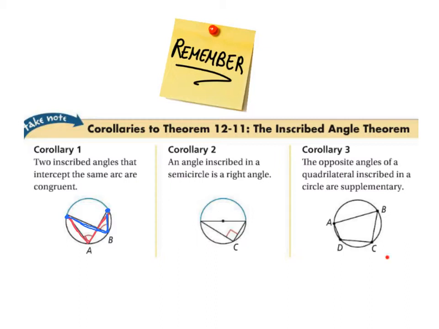All right, the last one says that the opposite angles of a quadrilateral inscribed in a circle will always be supplementary. So the angles we're talking about here are angle B and D. Those are opposite angles, and those angles will be supplementary. And then you have your A and your C. Those are opposite angles. They're going to be supplementary. All right, let's use some of those corollaries.